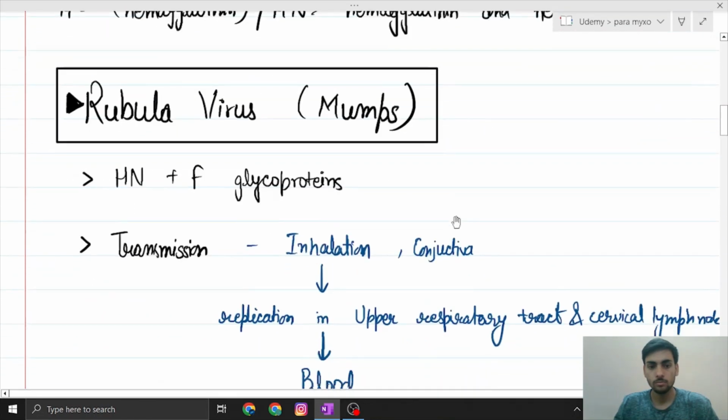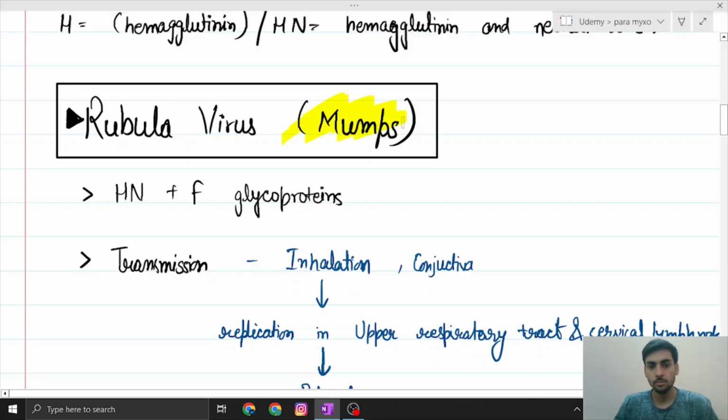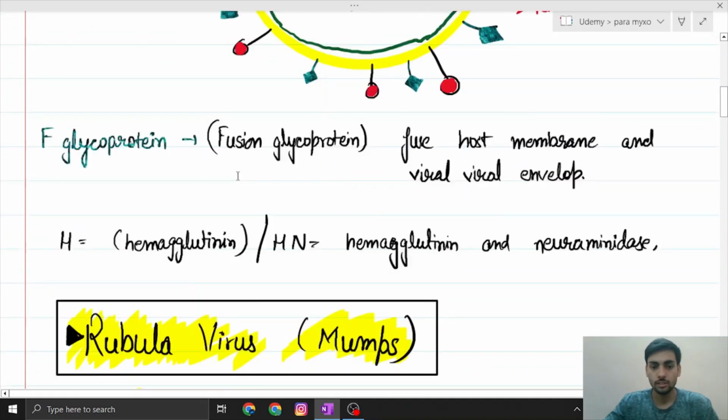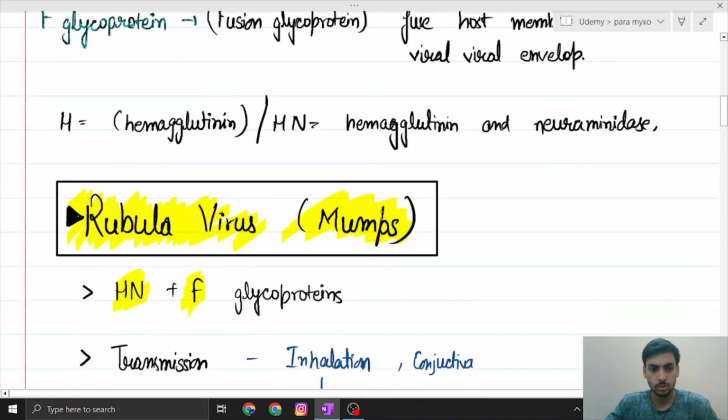So let us move to the mumps virus first. The first virus is the mumps virus, which is also called rubulavirus. Remember this spelling, rubula, because it might confuse you with others like rubeola and rubella, which will also come later. It contains HN and F glycoproteins on its surface. See here, it contains only HN out of these three, and it will contain F glycoprotein. Also watch this diagram very carefully. This yellow layer is the lipid bilayer or envelope, which contains M protein toward the inside, and here is its genome.